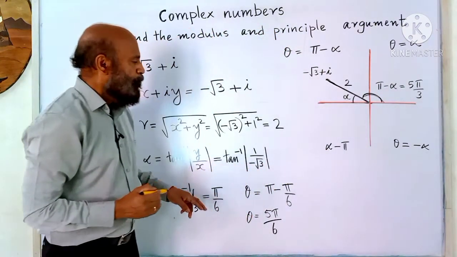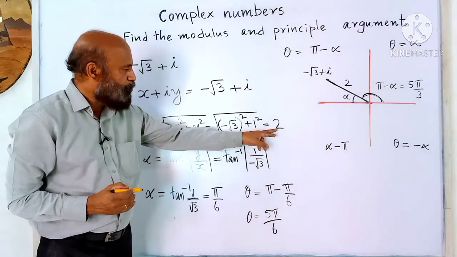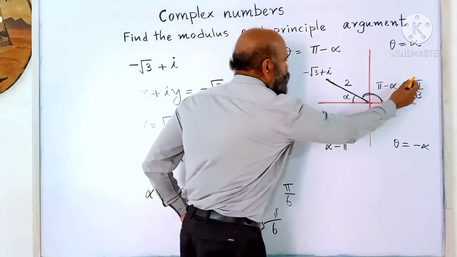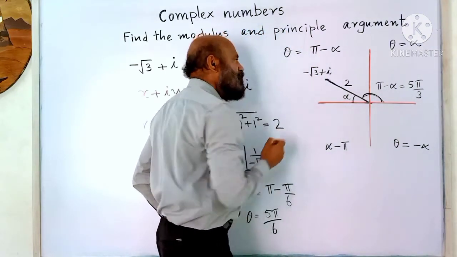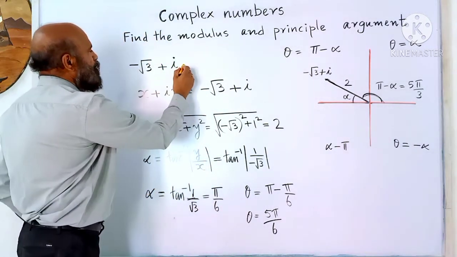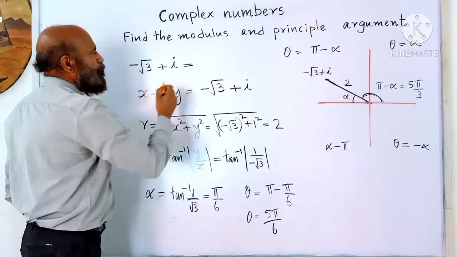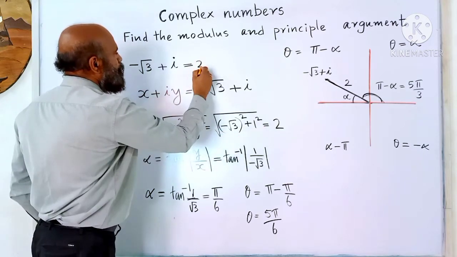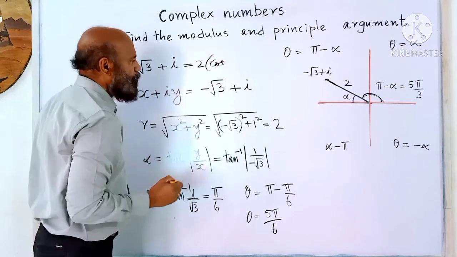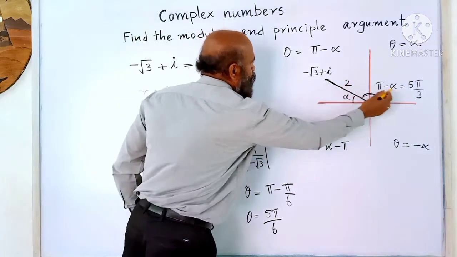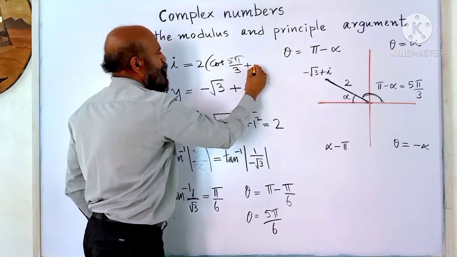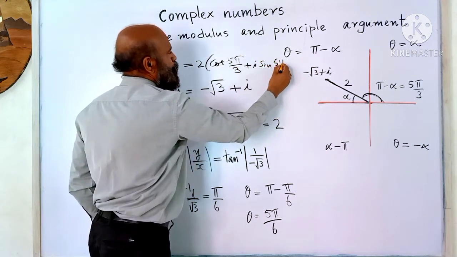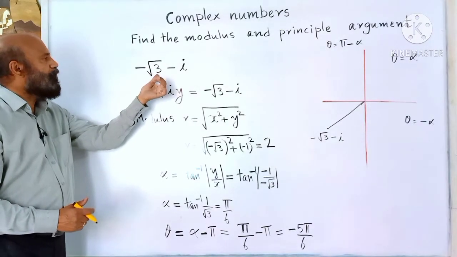So the modulus is the same as the previous example, 2. Our argument is 5 pi by 6. So here it is in the second quadrant. Now this can be written in the modulus amplitude form. The modulus is 2, cos, theta is 5 pi by 6, plus i sin 5 pi by 6.